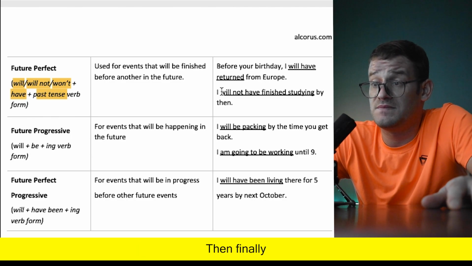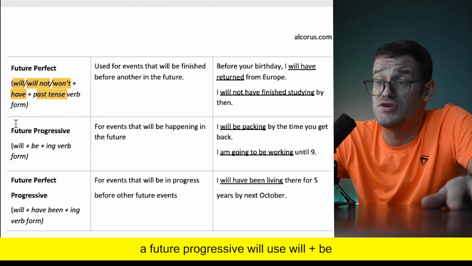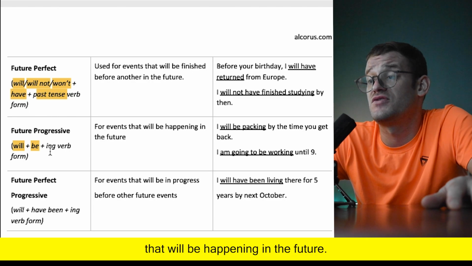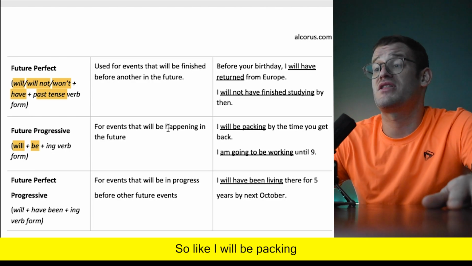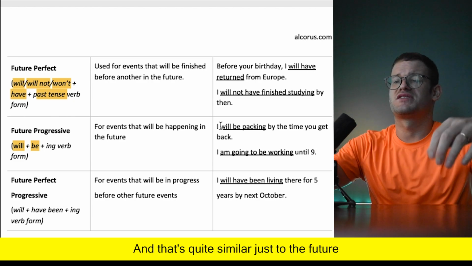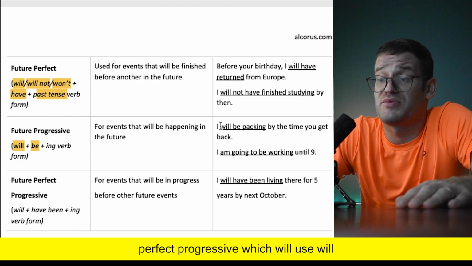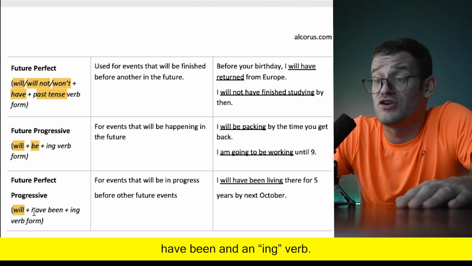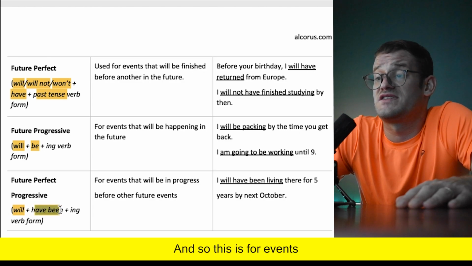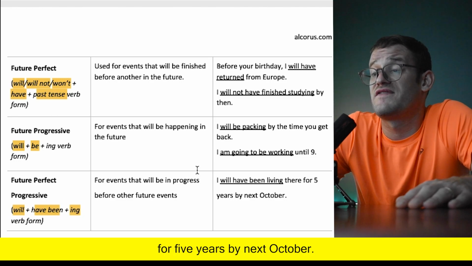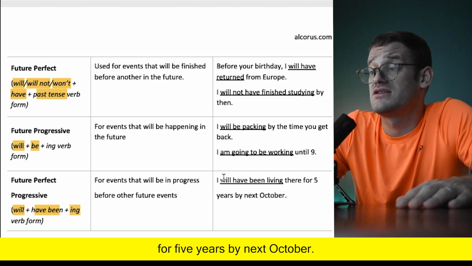Okay, then finally, future progressive, we'll use will, be, and an ing verb. And so this is for events that will be happening in the future. So like I will be packing by the time you get back, or I am going to be working until 9. And that's quite similar to the future perfect progressive, which we'll use will, have been, and an ing verb. And so this is for events that will be in progress before other future events. So like I will have been living there for 5 years by next October.